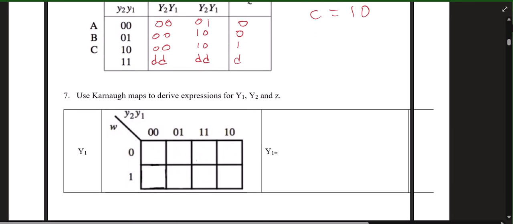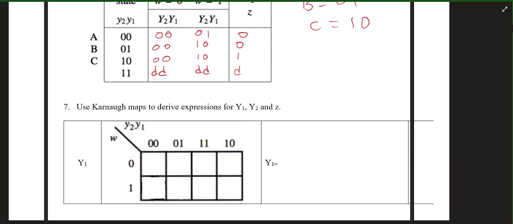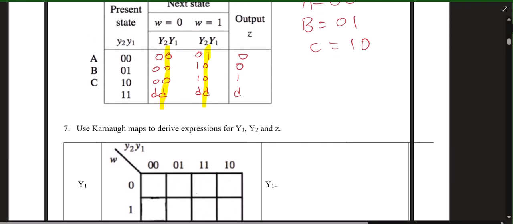Now we're going to use Karnaugh maps to derive expressions for y1, y2, and z. I always have to remind myself I'm doing y1. That's what I just highlighted there. Those are the values that I'm going to be filling in on this table. The highlighted zeros and don't cares and ones, that's what I'm going to be putting in here because I'm doing y1. And then y2 and y1, that's these numbers over here. And then W shows up here.